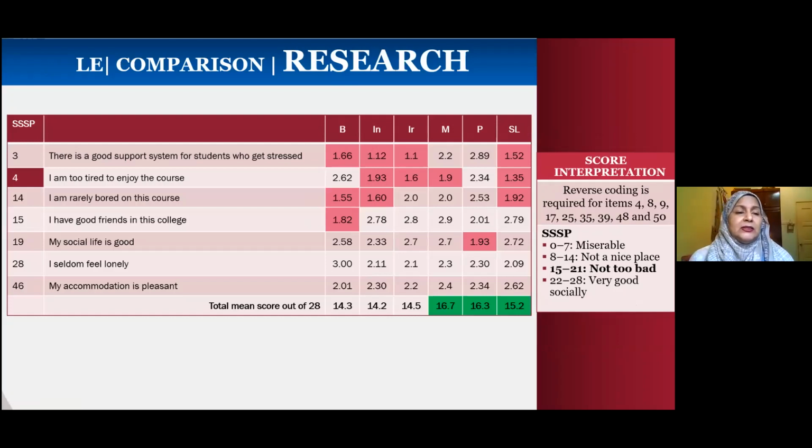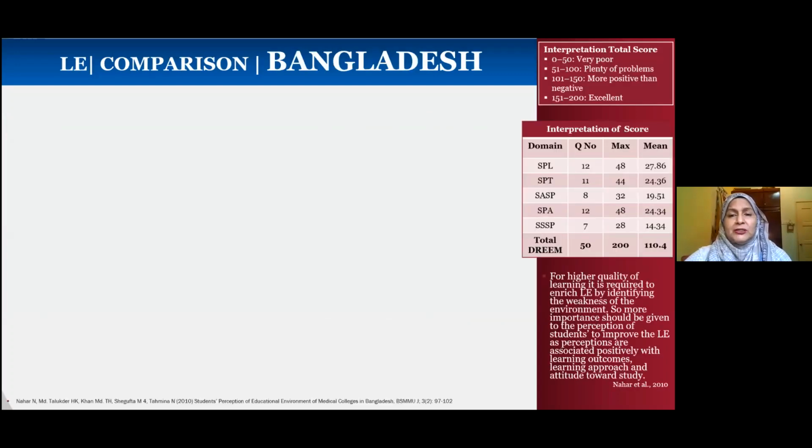And for the students' social self-perception, only Malaysia, Pakistan, and Sri Lanka scraped through. The good mark, a score of 15 to 21, is not too bad actually. So they did not too bad, but Bangladesh, India, and Iran practically were slightly below that level of 15.